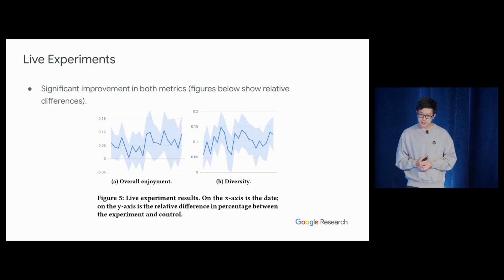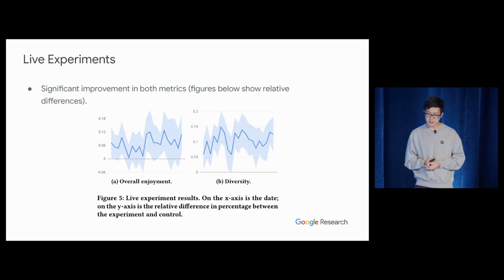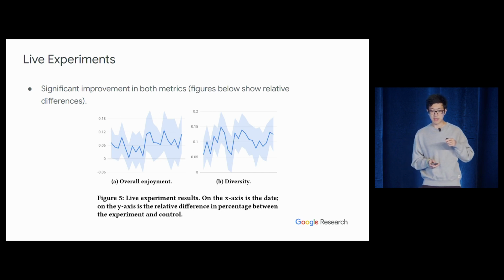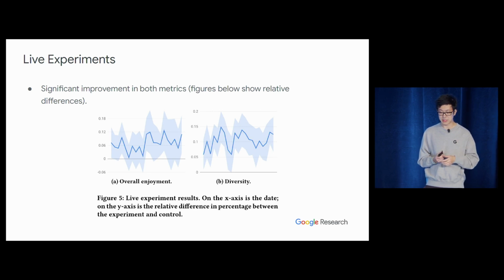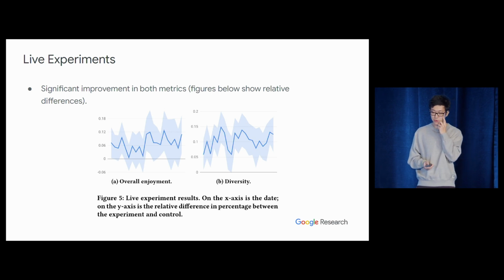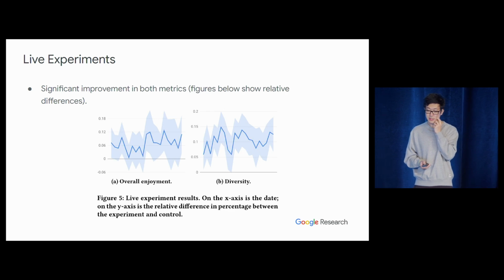OK. So here is the result of the A/B testing. We're showing two metrics here. The first one is the overall enjoyment of users on the platform, and the second one is the diversity. On the y-axis is the relative difference of the metric of the experimental model relative to the control model. And on the x-axis is the date. We ran the experiment for 3 weeks. So we can see clearly that the metrics are positive on both.